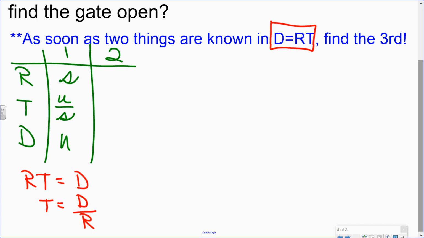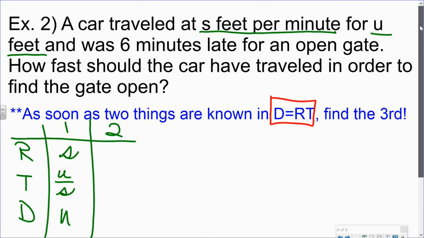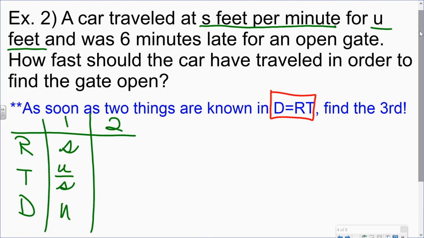Now I'm going to go back to my problem for case 2. Figure out R2, T2, and D2. So let's go back to the problem. We want to know how fast the car should have gone, so we want to know the rate. So pick some variable that they aren't already using. They've got S and U, so I'm going to pick X for the one that I need to find. And then, are we going to go the same distance? Yes. So distance is still U.